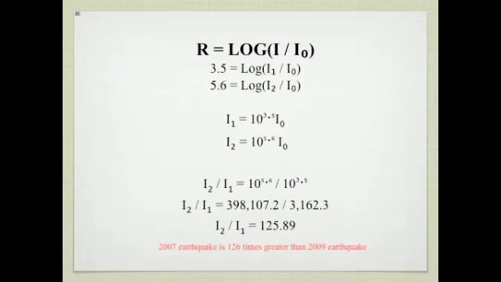To be able to calculate how many times greater the 2007 earthquake was than the 2009 earthquake, we express the ratio as I2 over I1. This gives us the equation I2 over I1 is equal to 10 to the 5.6 over 10 to the 3.5. This simplifies to I2 over I1 is equal to 398,107.2 divided by 3,162.3. If we divide this, it gives us the exact value 125.89, which is approximately equal to the ratio of about 126 times greater.